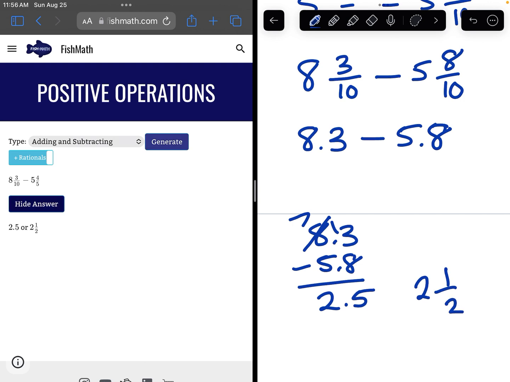And that's how we do some adding and subtracting with positive rational numbers.